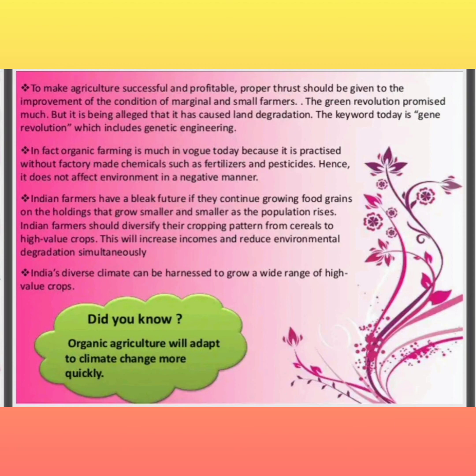Now, Indian farmers have a bleak future if they continue growing food grains on holdings that grow smaller and smaller as the population rises day by day. Indian farmers should diversify their cropping pattern from cereals to high value crops, and this will in turn increase their income and also help in reducing environmental degradation simultaneously. India's diverse climate can be used to grow a wide range of high value crops. Very importantly, you should know that organic agriculture will adapt to climate change more quickly.